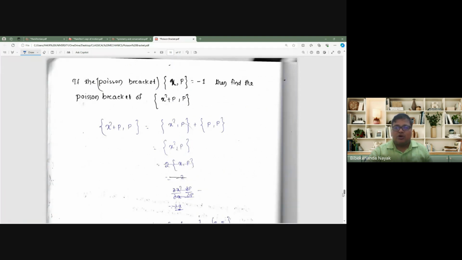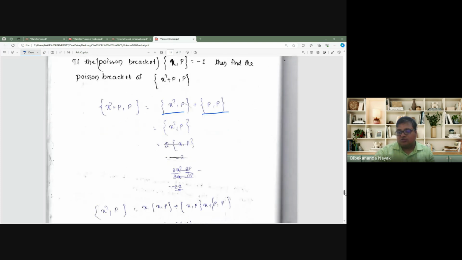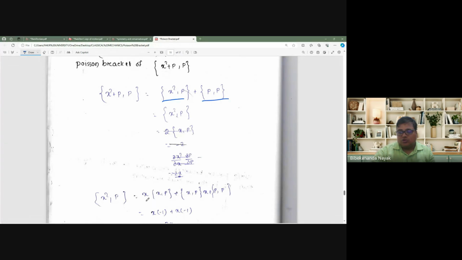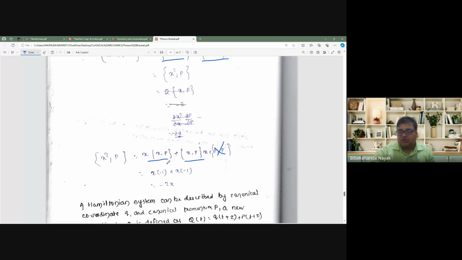Another problem: if the Poisson bracket of Q and P is equal to minus 1, then find the Poisson bracket of x square p plus p. So use the formula: Poisson bracket of x square p plus p, p. Now p with p, the same function, Poisson bracket is 0, so only x square p remains. Use the identity: x into x, x into x, so it is x into x p plus x into x p. The p p term is 0 already. The bracket x p is equal to minus 1, given in the question, so it will be minus 2x.